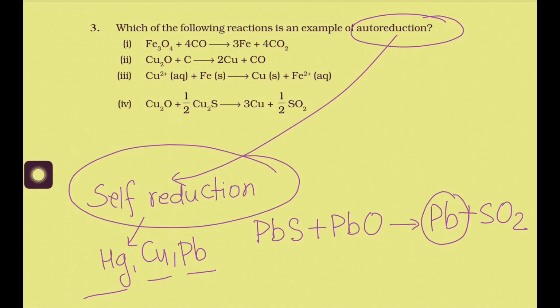Clear? So first is not correct because it is the reduction of iron by carbon monoxide. So it is not a self-reduction. Second one is also not an example of self-reduction because the carbon is acting as a reducing agent in this case. Third one is also not a self-reduction because iron is the reducing agent. Fourth one, yes, this is a self-reduction because I already told you that self-reduction is useful for these three metals, mercury, copper, and lead. So their oxides and sulfides react together to form the metal and sulfur dioxide gas. So the correct answer is the fourth one, that is self or auto reduction.